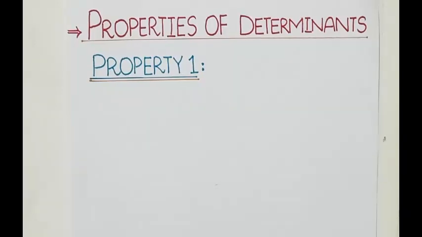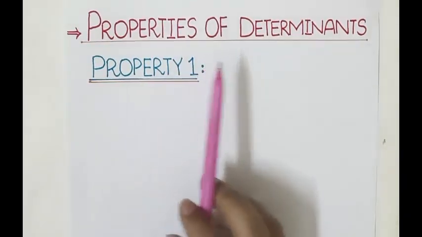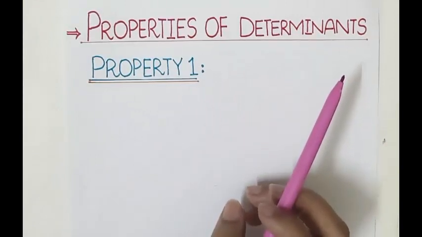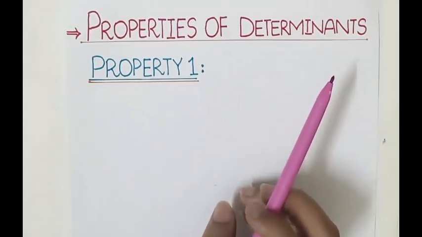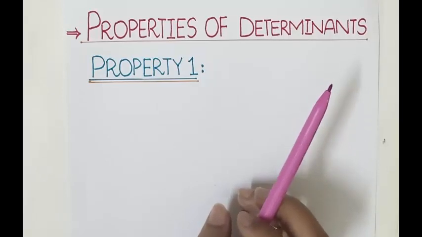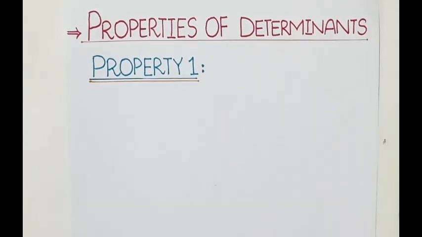So our today's topic is the properties of determinants. There are 6 to 7 properties of determinants which we will study in different parts of videos. Today we are going to discuss 2 of the properties of determinants. So the first property says if the rows and columns of a determinant are interchanged, the value of the determinant does not change.